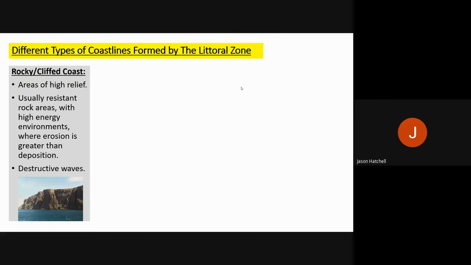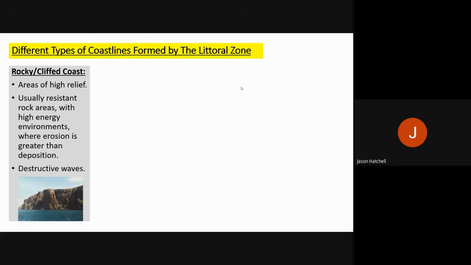Now, there are different types of coastlines formed by this littoral zone. Because of the processes of the littoral zone, because of the erosional and depositional processes, we get different types of landscapes, and we can see that they're different by the formation of rock at them.